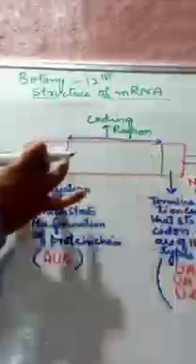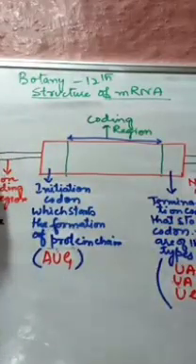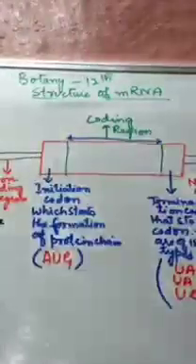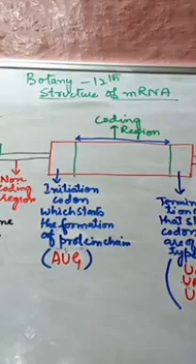So, if we draw the structure, we will find this structure. It starts from the 5' to 3'. This is the cap. This cap consists of the methyl guanosine triphosphate.